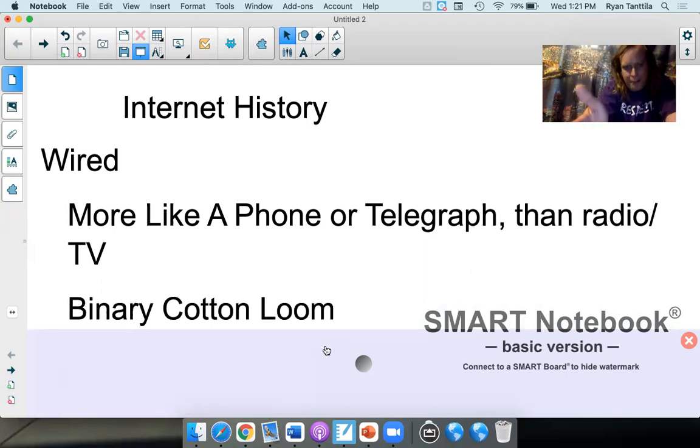So the internet. Now that we know how a computer talks through binary language, we have to understand what the goal of the internet was. The goal of the internet is to get two computers in separate locations to be able to speak with one another and access each other's files. That is the essence of the internet.